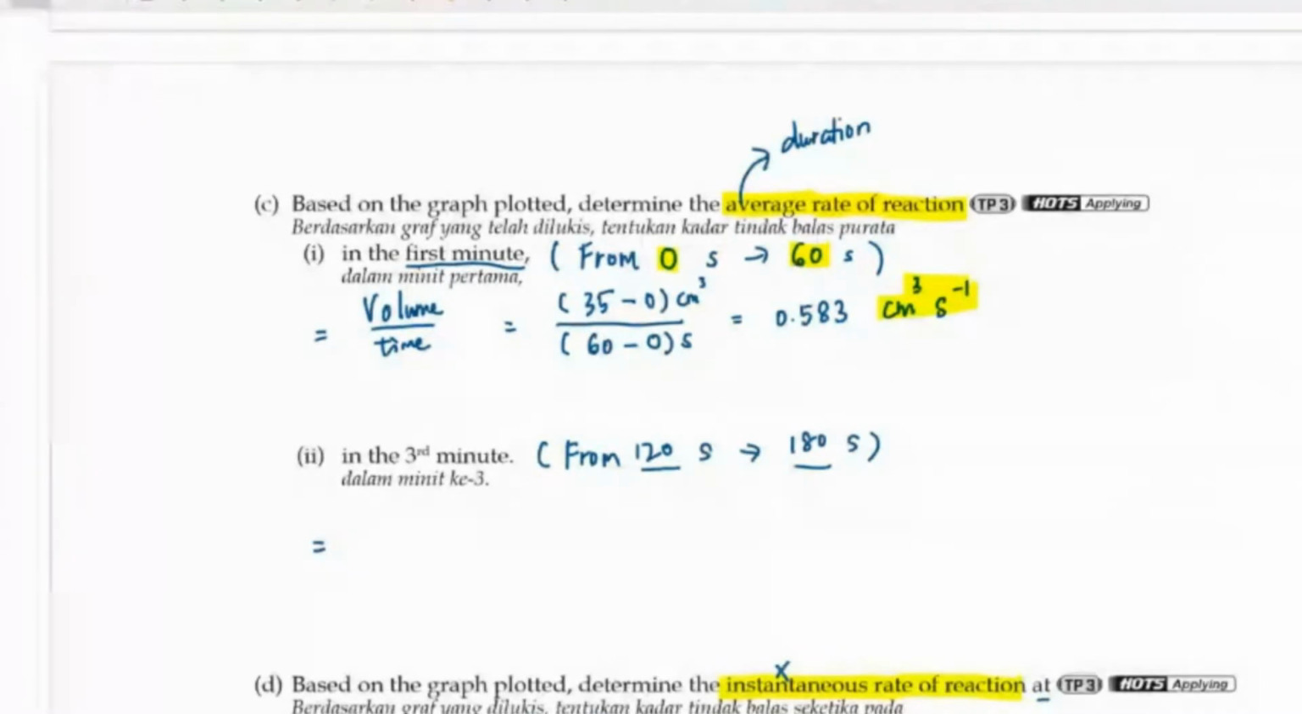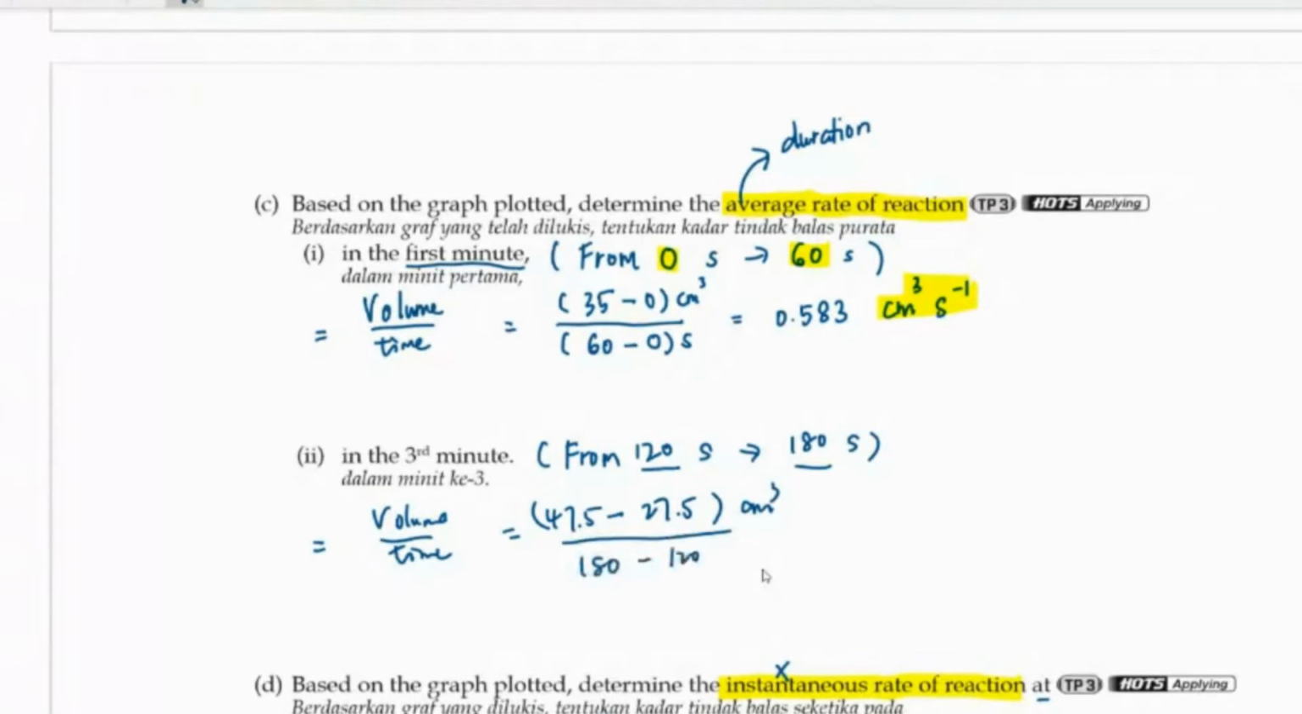So I think most of you get it correct already, huh? So the rate is the volume divided by the time. So volume at 180, we use the big one minus the small one. 180 is 47.5, right? Minus 21 is 27.5. Okay, cubic centimeter divided by the time. Time is 180 minus 120 seconds. So you get 0.0583 cubic centimeter per second.